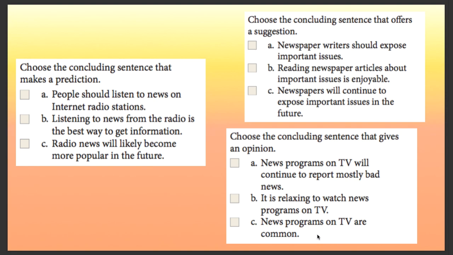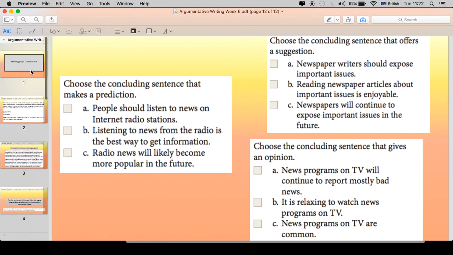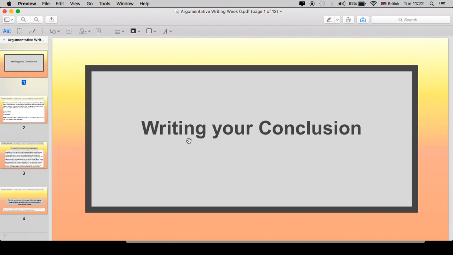So, I do hope that this session has helped in indicating how to write an effective conclusion.